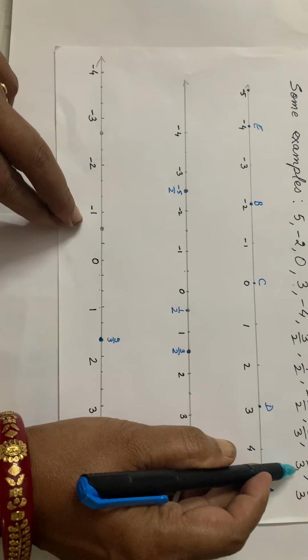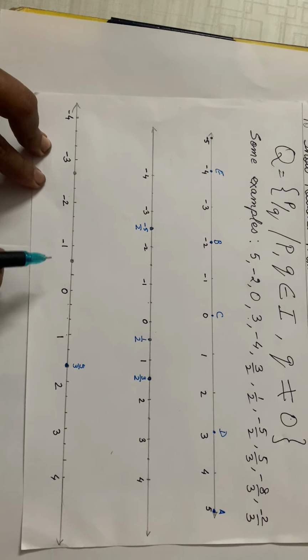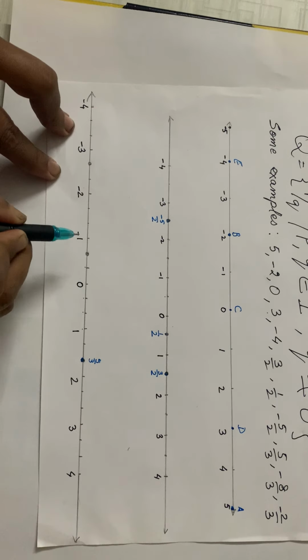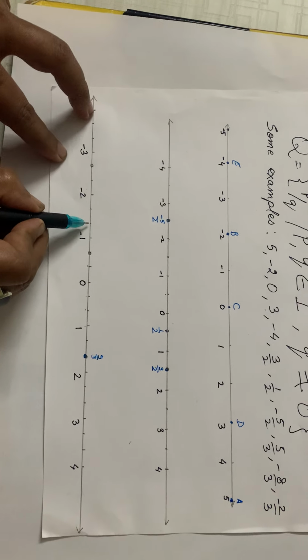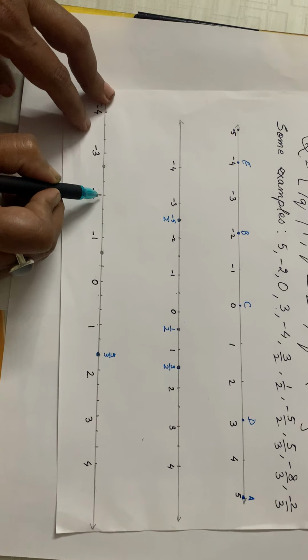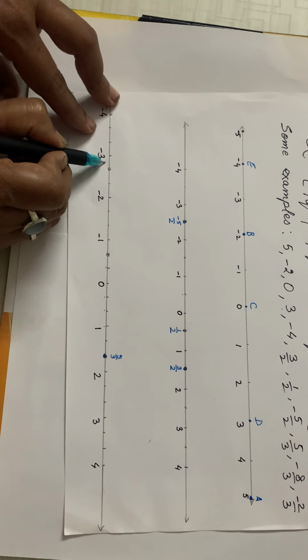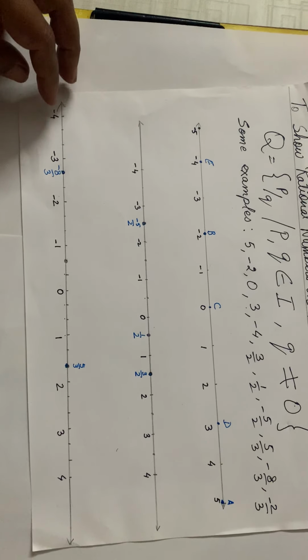Now if I want to show minus 8 upon 3, because it is a negative number, it will be to the left hand side of 0, minus 1 upon 3, minus 2 upon 3, then minus 1. After that, minus 4 upon 3, minus 5 upon 3, minus 6 upon 3, that is minus 2, minus 7 upon 3, and minus 8 upon 3. So here will be minus 8 upon 3.